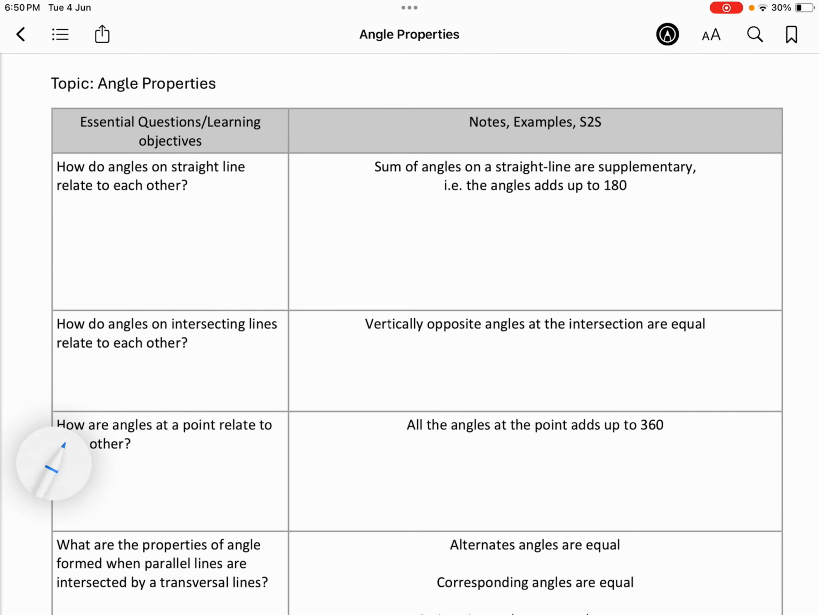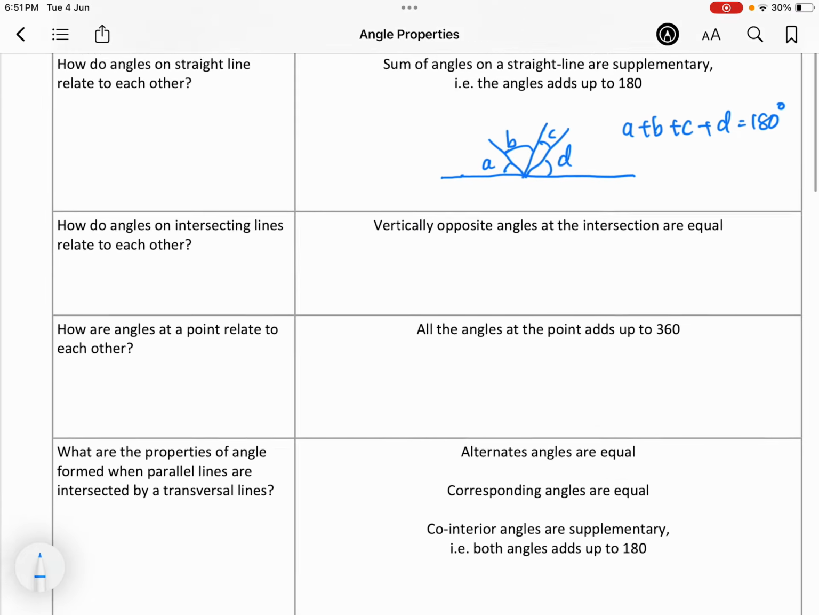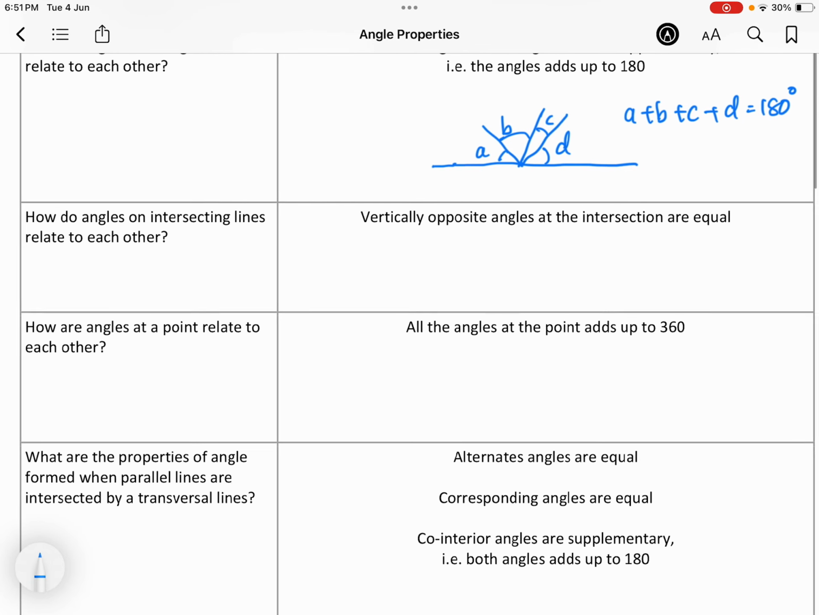Right, so here I've prepared some Cornell notes for angle properties, all the things that you need to know. Let's start with the first essential question. How do angles on a straight line relate to each other? Meaning to say that if you have a straight line and you have angles on it, these angles add up to 180. It doesn't matter if it's 4 angles, 3 angles, 2 angles, 6 angles. As long as those are the angles on a straight line, it always adds up to 180.